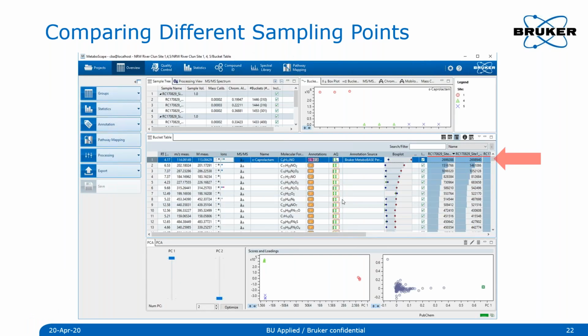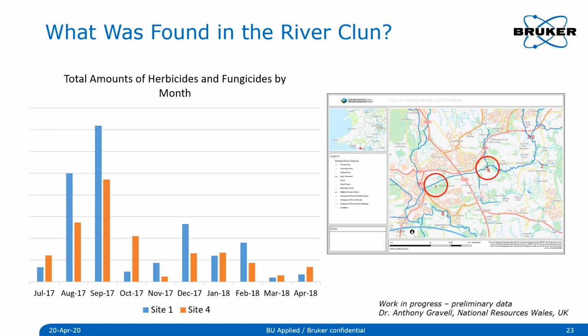As I mentioned earlier, MetaboScape software provides very powerful tools for statistical analysis of large data sets. It also makes it very easy to compare different data sets by presence and abundances of specific analytes. For instance, here we are comparing data sets from 2 different sampling points on the river Clun and can see the relative abundances of all analytes in the bucket table. And that type of analysis allows us to extract information like this, for example.